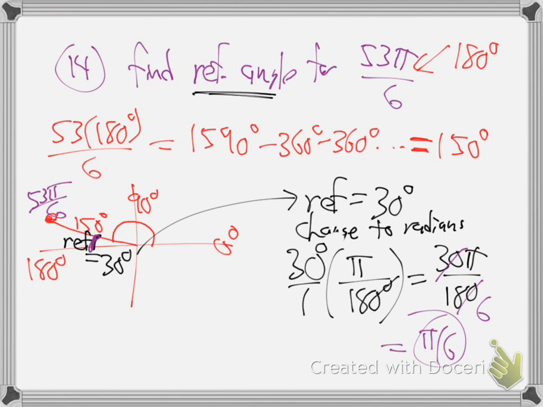Does that make sense? If it's a whole bunch of roundy rounds, then you can't use the 53 pi over 6. You've got to do the degrees and change back. That's why it's different than the last problem.